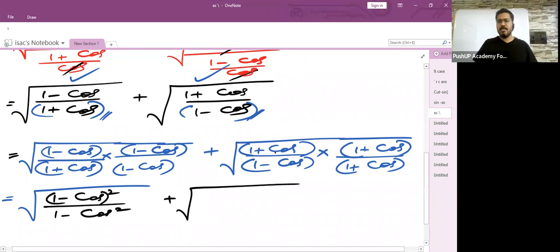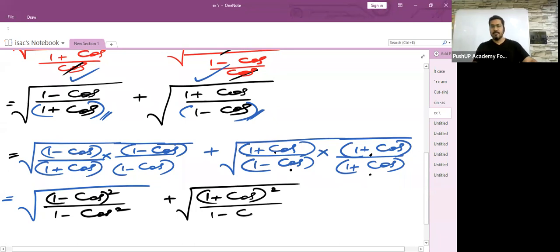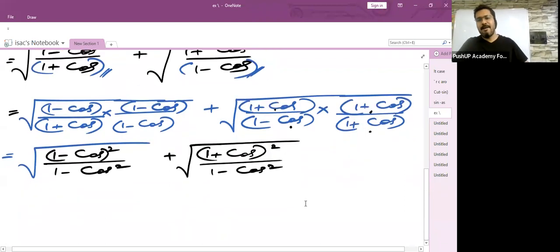What is 1 plus cos into 1 plus cos? It is 1 plus cos, the whole square. And what is 1 minus cos into 1 plus cos? It is 1 minus cos square. A minus b into a plus b is a square minus b square.